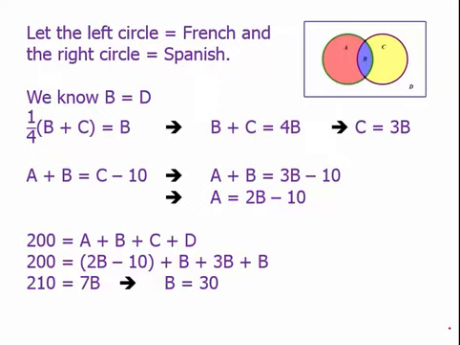So now we have the value of B. Well, we're looking for how many students study French only. So A we're looking for. We'll just plug that into the expression for A. A equals 2B minus 10, or 2 times 30 minus 10. 60 minus 10 is 50. And that's our answer.